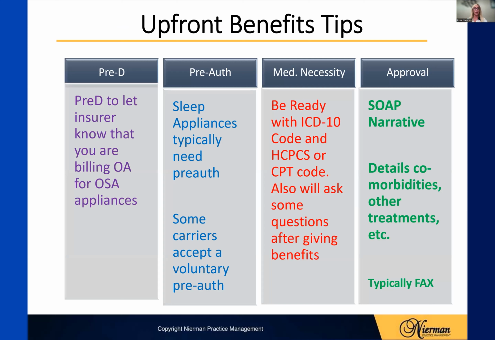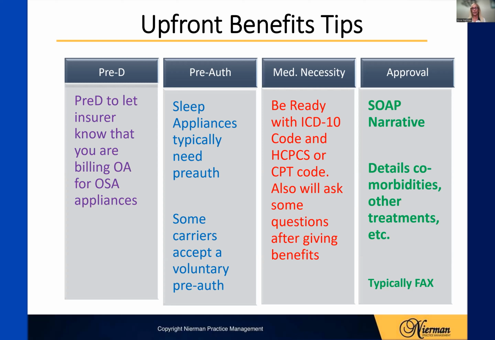Obviously, get the patient's insurance card, make sure you copy both sides, and you can do a predetermination to see if the patient has benefits for the sleep apnea appliance. Once you do the benefit check, you're going to know about deductibles and co-payments, but you also want to find out, does this need to be pre-authorized? Sleep appliances typically do need to be pre-authorized. So you want to make sure you go through that process before you seat that appliance. Sometimes the patient wants to know a little more and maybe it doesn't need to be pre-authorized, but you can do a voluntary pre-authorization.